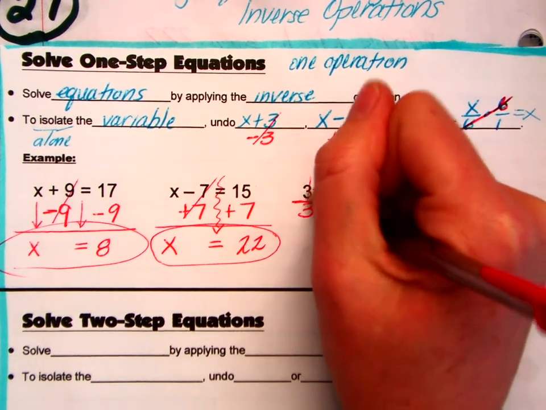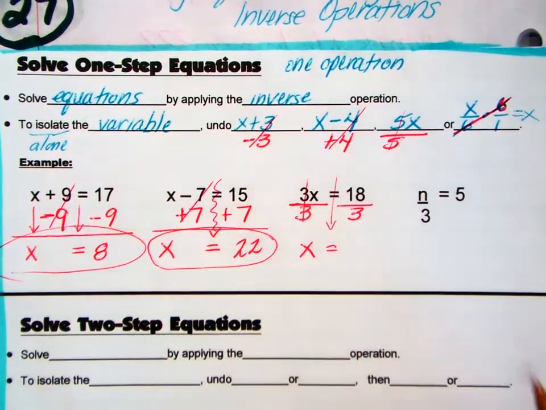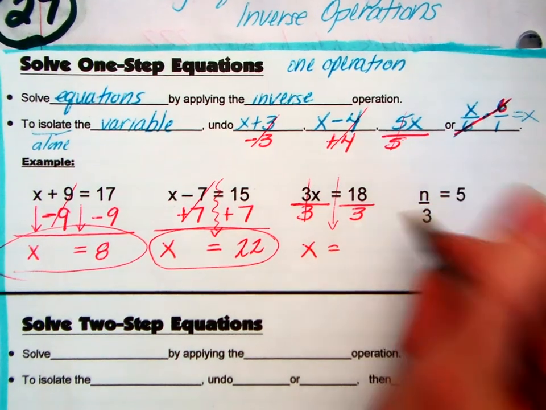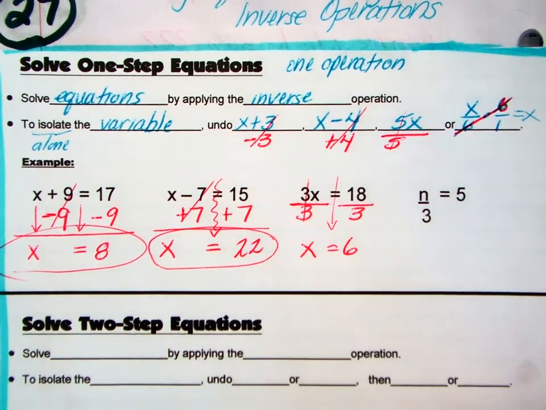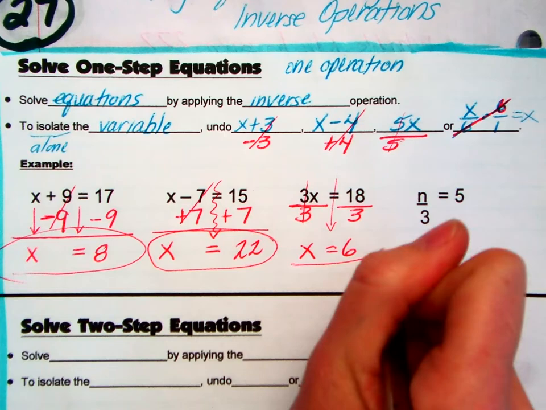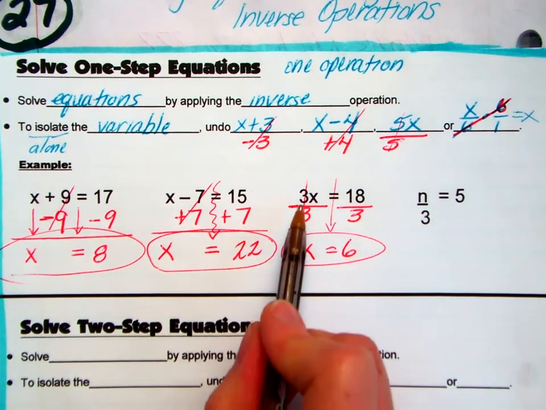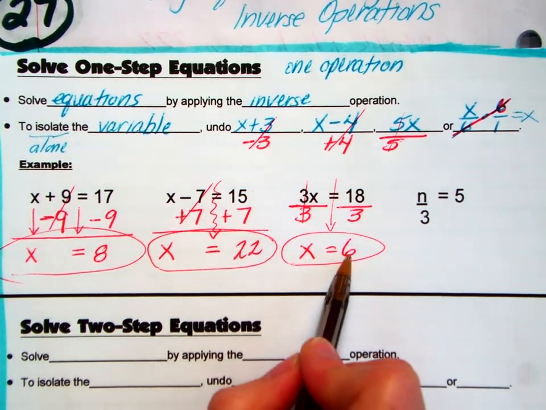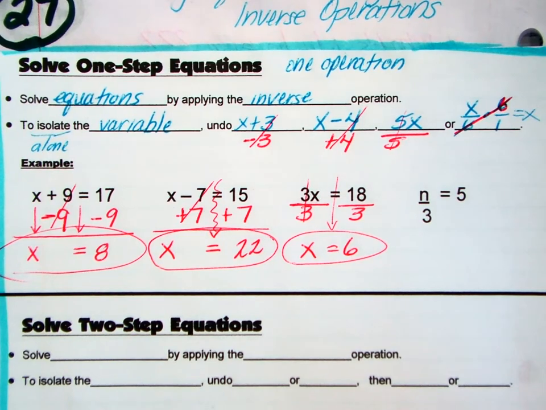3x divided by 3 means x lives alone. 18 divided by 3 is 6. How do I know if I'm right? 3 times 6 equals 18. True or false? True. So you've done something right.